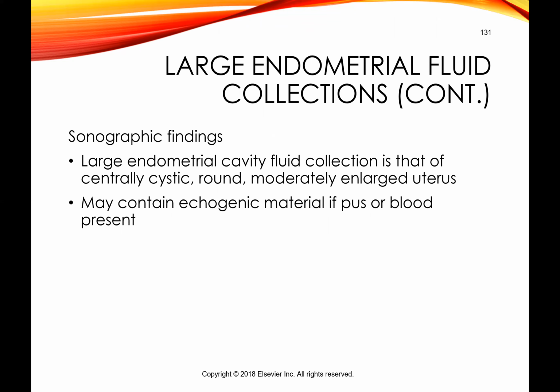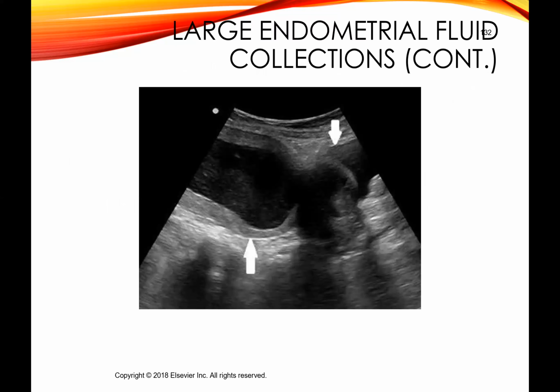So with large endometrial fluid collections, you're going to see a fluid-filled endometrium. That's basically what the sonographic signs are going to be. It could be echogenic if it's pus or blood. If it's more like fluid, it's going to be more anechoic. So this is the vagina, cervix, and then this is the uterus. Look how full that is of fluid.